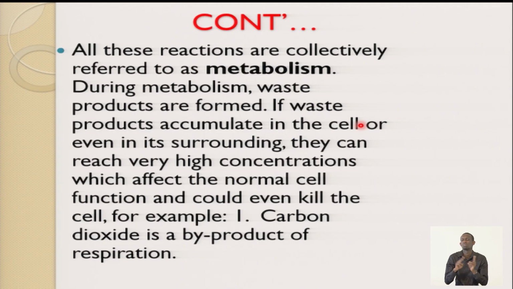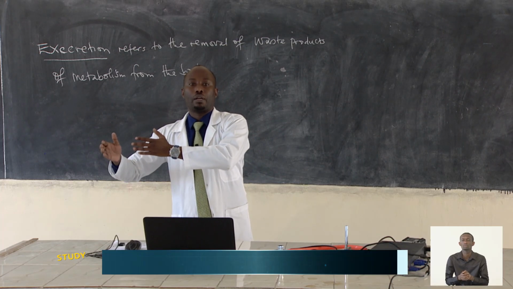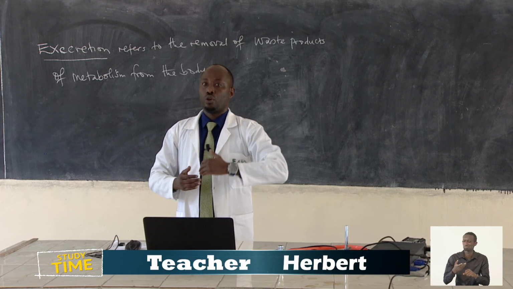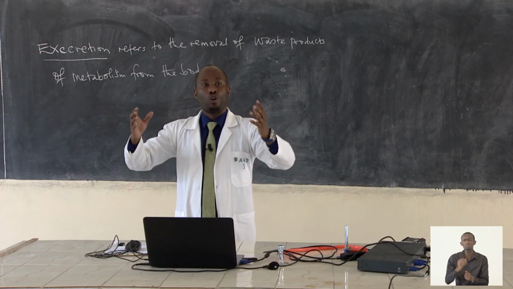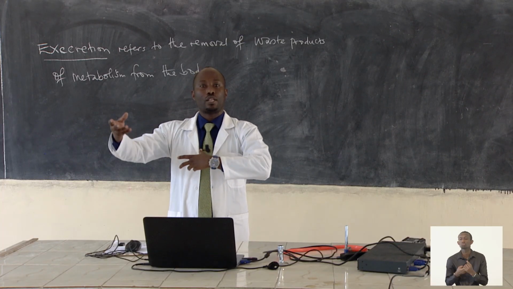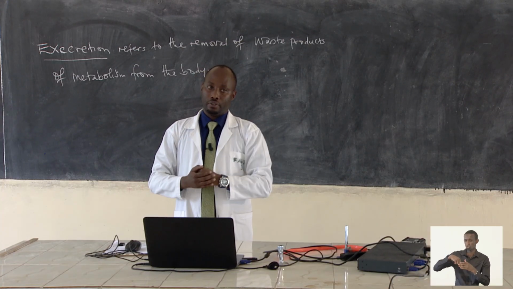Let me just give an example. If there is too much accumulation of carbon dioxide in the body cells, or in the blood, all right? What will happen? Too much excess carbon dioxide can become toxic and can affect the functioning of the cells, all right? So it means that the body has to do all it can to eliminate the excess carbon dioxide so that once oxygen comes, it will get a space for loading onto hemoglobin, all right?